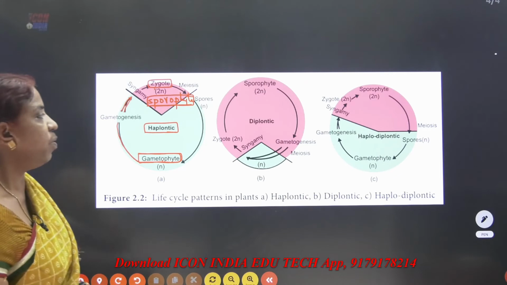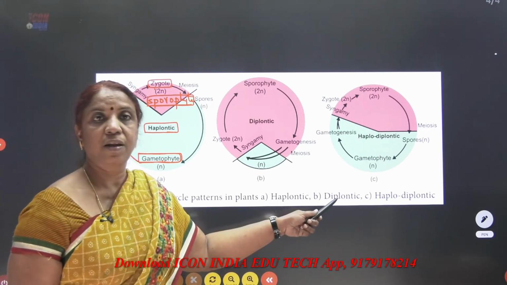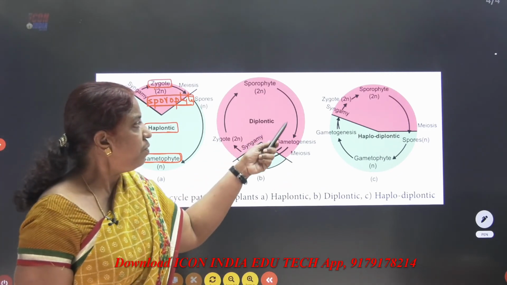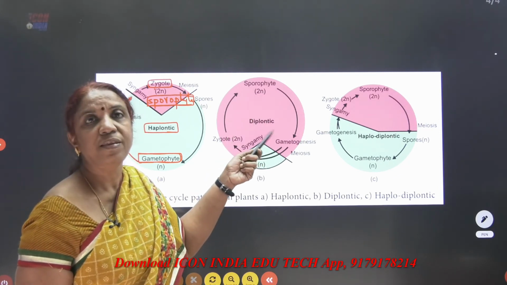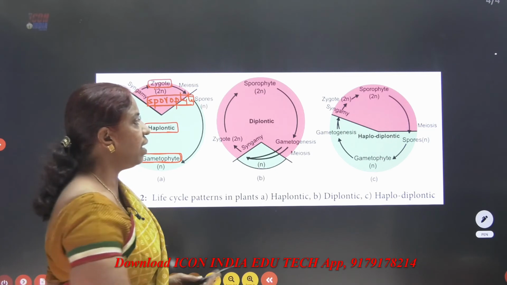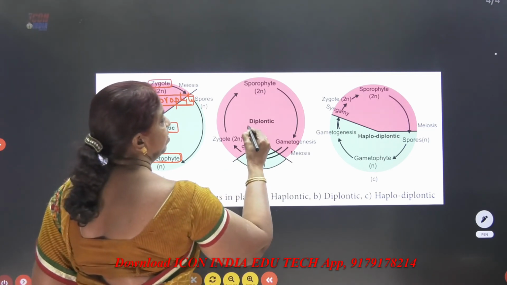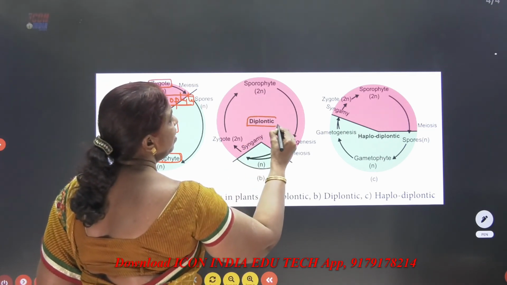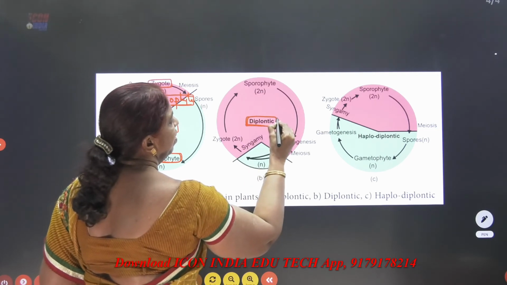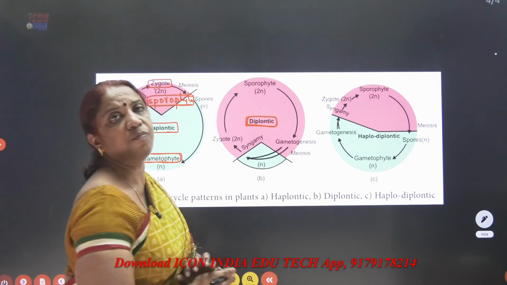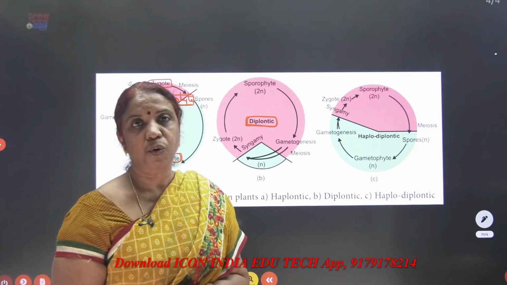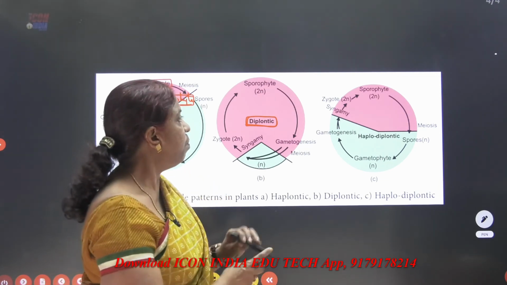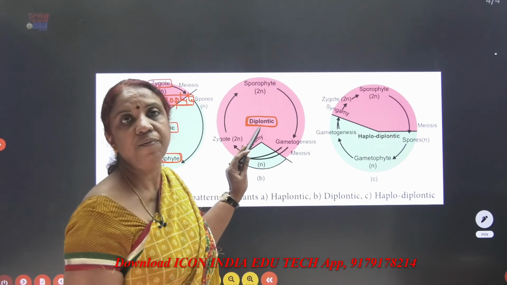The next one is called the diplontic life cycle. Look into the picture. The pink color is the dominant one. The dominant stage in the diplontic life cycle is the sporophytic stage. The sporophyte is a diploid one, and the zygote is a diploid one. So the dominant phase here is the diploid zygote, and the life cycle is the diplontic life cycle.